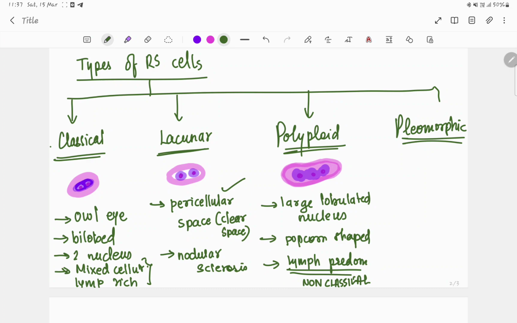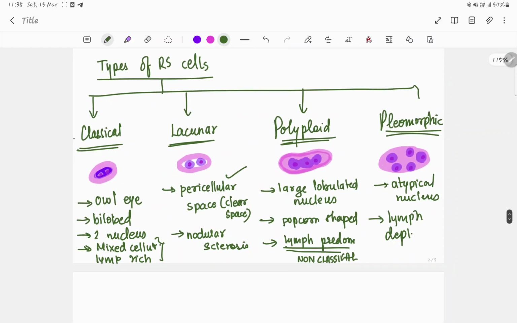How does pleomorphic appear? So when I make pleomorphic, there is this nucleus, this cytoplasm, sorry. Then we make the nucleus. Now, pleomorphic has an atypical nucleus, as we can see, and it is found in lymphocyte depleted.